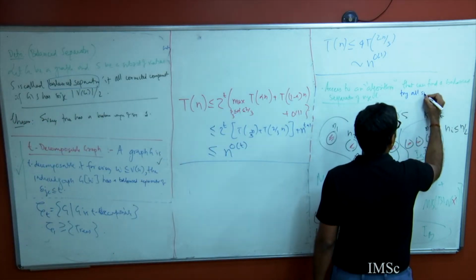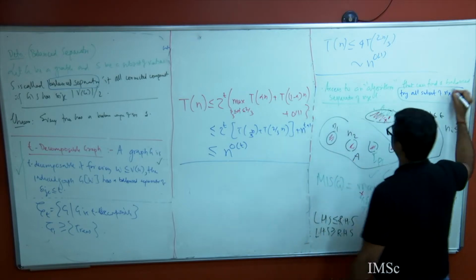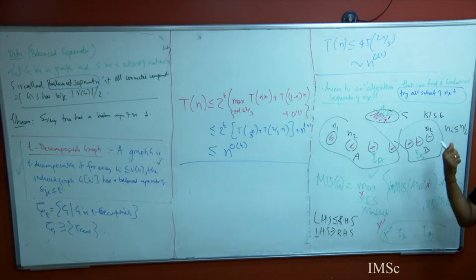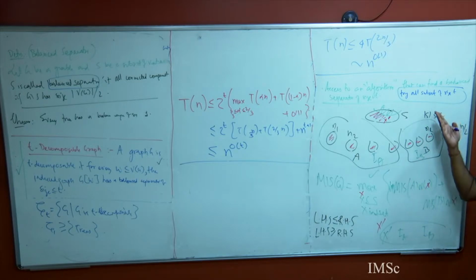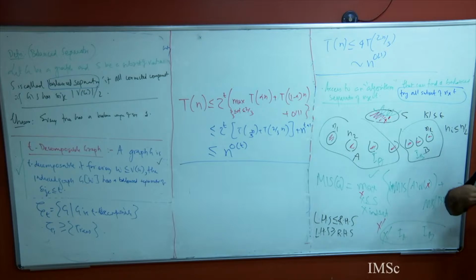Try all subsets of size t. This is my algorithm. So I check, delete it and look at all the connected components and check their sizes. If all the connected component sizes are at most n/2, this is a balanced separator. And since this graph is t-decomposable, I am guaranteed that such a set S will always exist, okay?